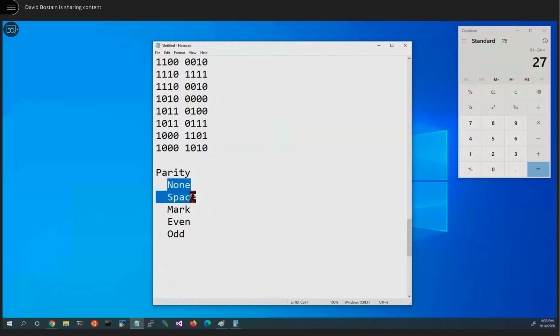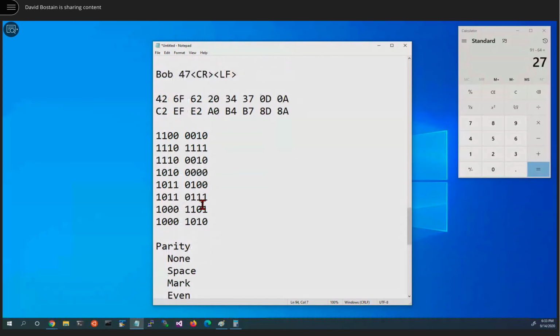Notice that none of these three helped us at all with errors. The only thing they do kind of help is when we know it's space parity, we have to make sure that we always have a space when we receive it in the first position. So that gives us a 1 out of 8 chance that that's where the error would have been. The error could have been somewhere else.